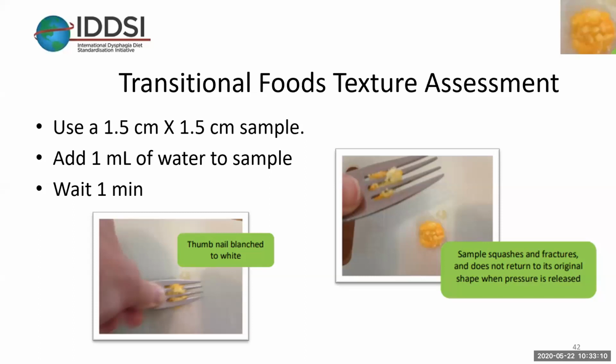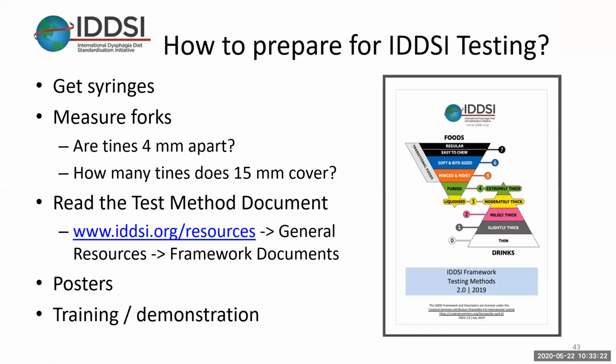So, okay, we've covered all the test methods for properly characterizing all of the 12 levels we saw in the beginning of the IDDSI framework. So now the big next question is, how can I prepare for IDDSI testing? And the first thing to do is to get some IDDSI compliant syringes. Then you can get comfortable with running the IDDSI flow test.